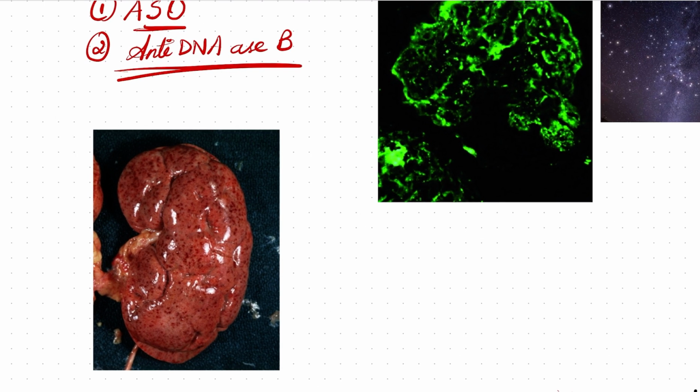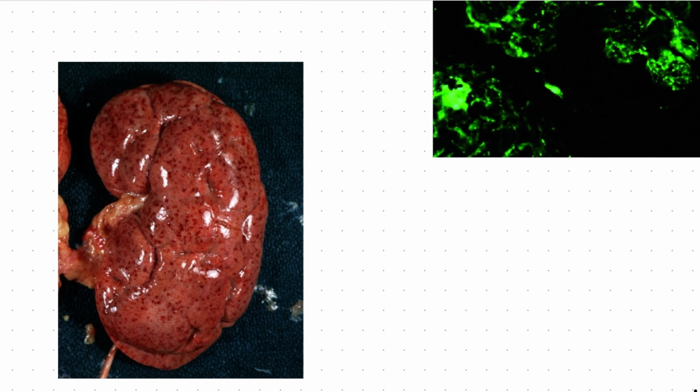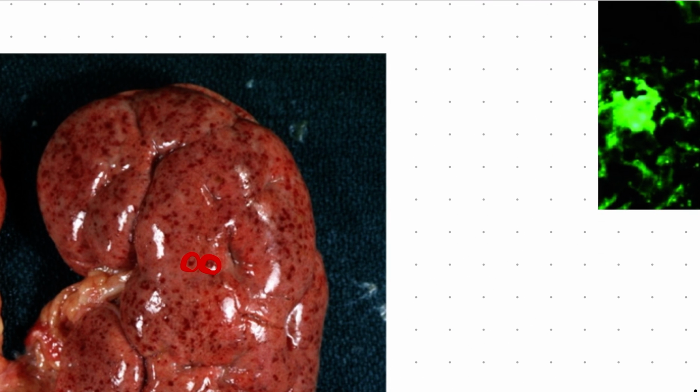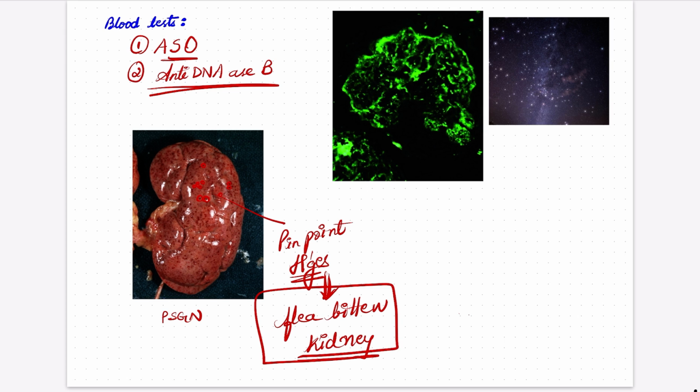Also, in the gross image of a kidney in PSGN, on the outer surface you find pinpoint hemorrhages, like small dots. These are called pinpoint hemorrhages. This gives the kidney a flea-bitten appearance. Hence the name flea-bitten kidney, which is characteristic of post-streptococcal glomerulonephritis.